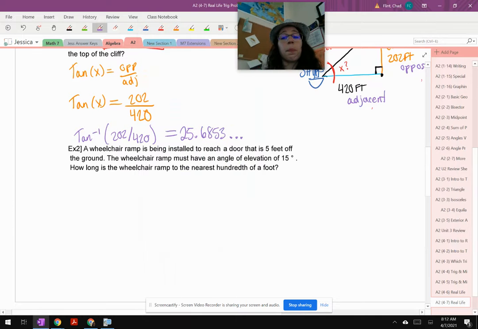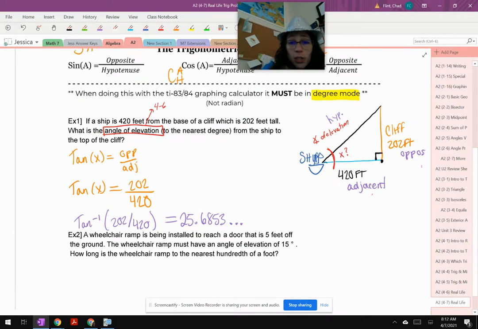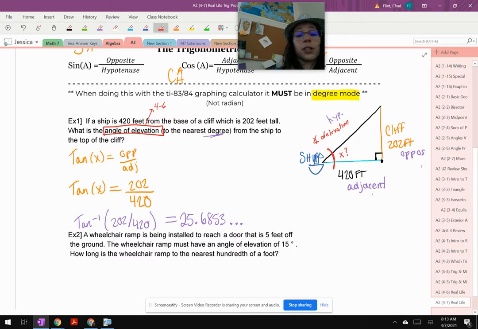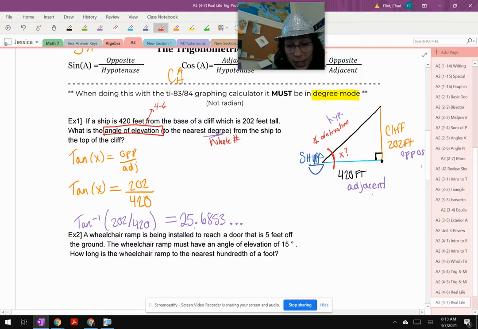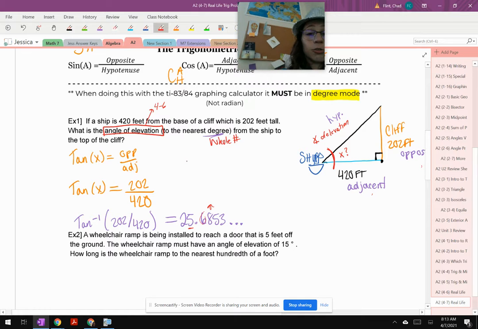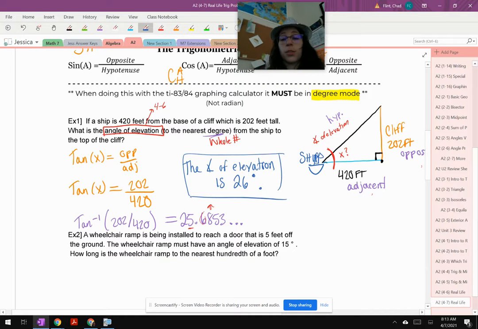Okay, so now just to answer the question, what is the angle of elevation to the nearest degree, which means nearest whole number, which would be, looking at the 6, that tells me to go up, so 26 degrees. So the angle of elevation is 26 degrees. Boom, saucity sauce.